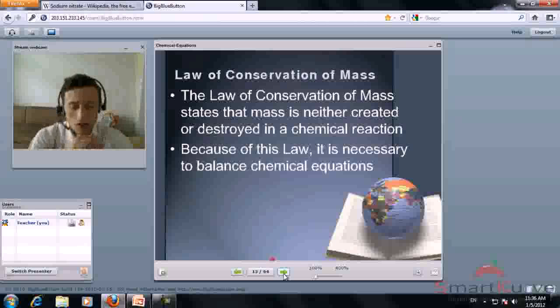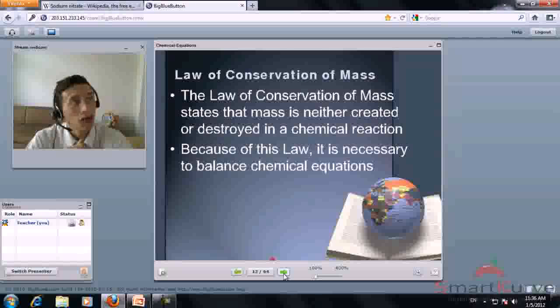Here on slide 13, the law of conservation of mass. Remember, this is just like our first law of thermodynamics, if you remember our lesson from that unit. Remember, matter and energy cannot be created and cannot be destroyed in a chemical reaction. Because of this law, it is necessary to balance.